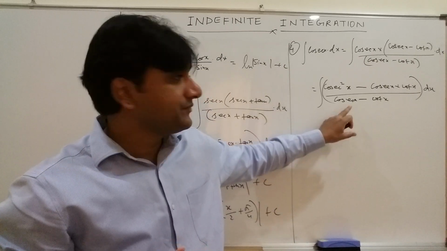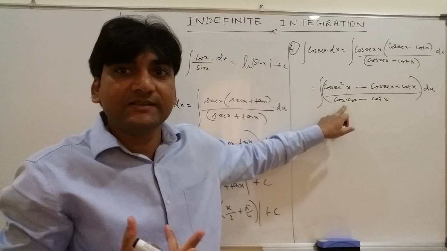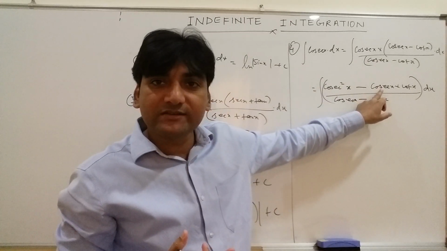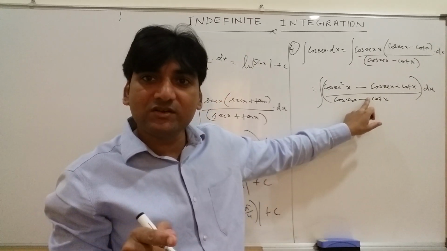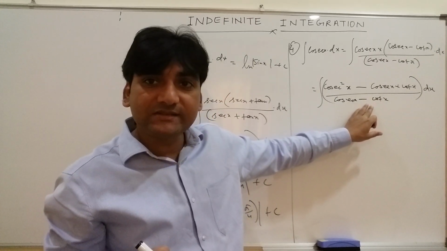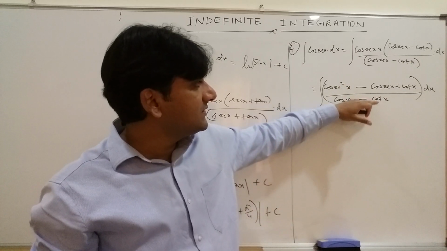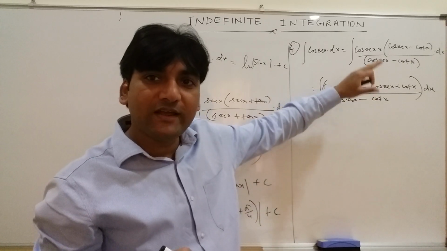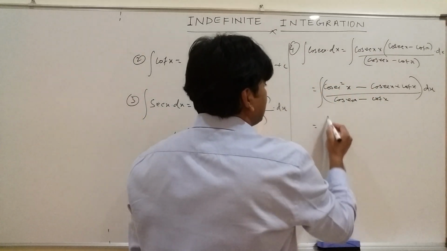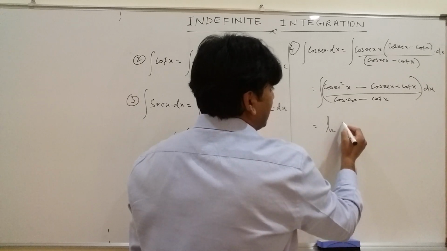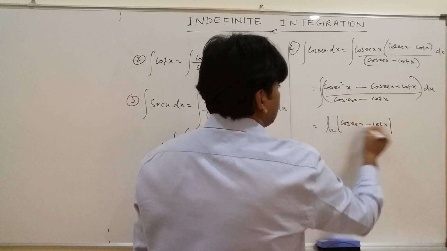Now we have to check cosec x derivative is minus cosec x cot x, and cot x derivative is minus cosec square. It means minus cot x derivative is plus cosec square. So overall this is fx, then this is f dash x. So I got the f dash x over fx concept. So again, what is the answer? Ln fx, it means ln cosec x minus cot x plus c.